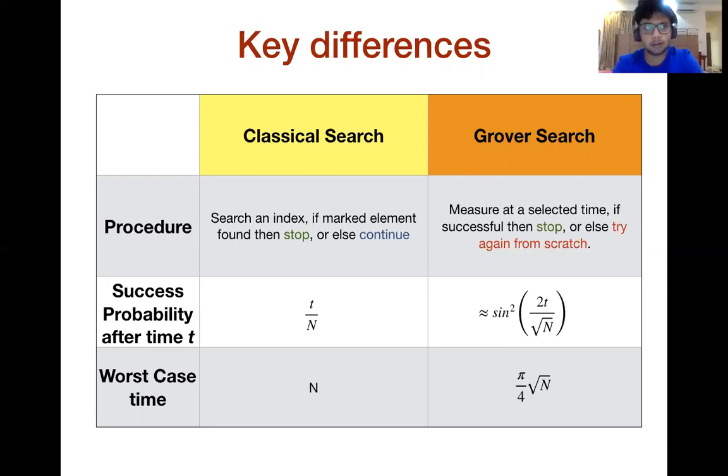So it seems like it's kind of a disadvantage in the quantum case, but we know that the success probability in the classical search increases linearly with time, whereas in Grover, it increases quadratically. In the worst case scenario, the classical search takes time n, whereas Grover search takes time pi over 4 times square root n, where n is the size of the database.